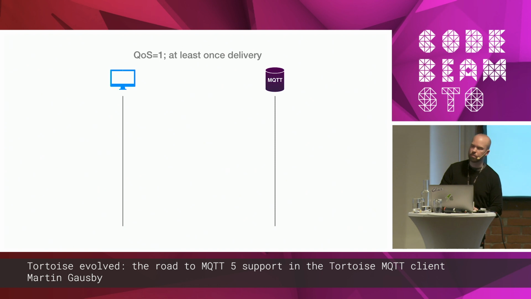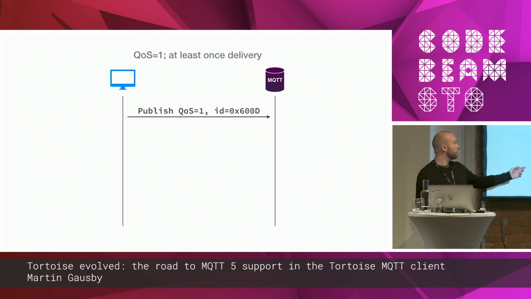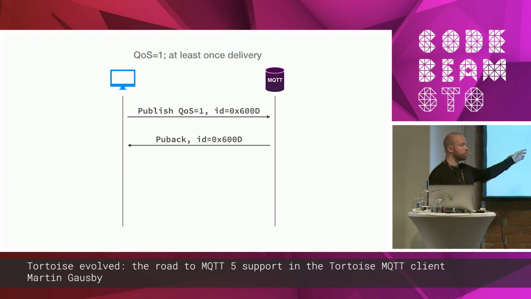So if we need some delivery guarantees, we can use QoS 1, at least once delivery, and in that mode we have a correlation ID, which the server will respond with a pub ack back with the same correlation ID.